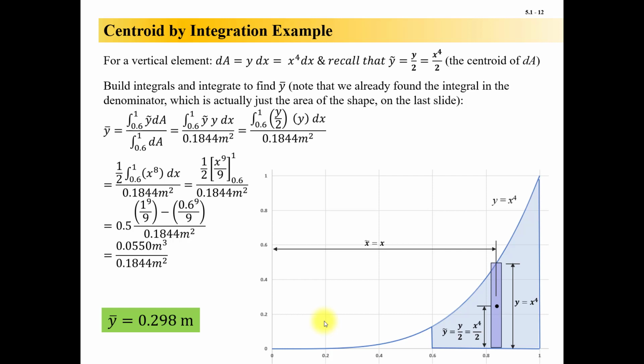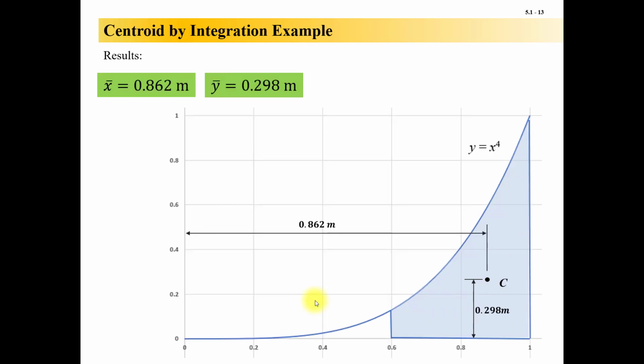You got to use your calculus for something real. How cool is that? All right, here's our results. We have 0.862 and 0.298, just the values from the last slide. And there's that centroid. So since we're doing this using calculus, our origin down here at 0, 0 is where everything's going to be from that origin. So it's 0.862 in the x, 0.298 up, and there you go. That's your centroid.